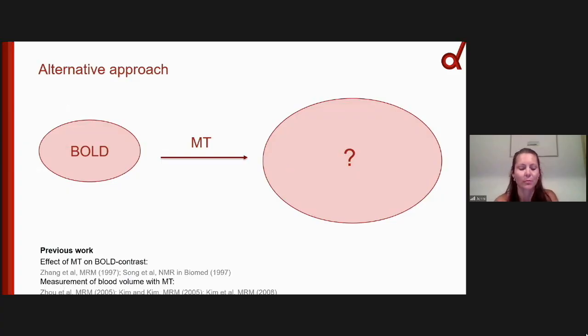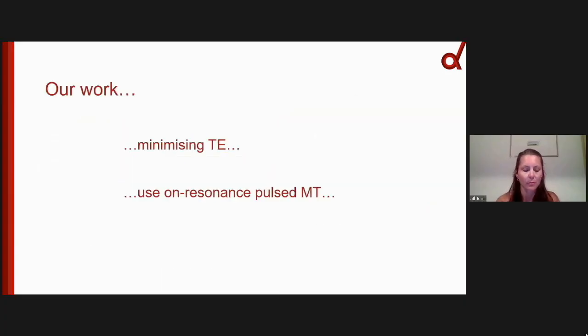Earlier work that used magnetization transfer to measure brain activation looked into the effect that MT has on BOLD and showed that MT could be exploited to measure blood volume. However, lengthy off-resonance pulses were used and sufficiently long TE to generate either a BOLD contrast or attenuate venous signal. Here we propose a different approach to obtain the contrast, which is additionally additive to BOLD.